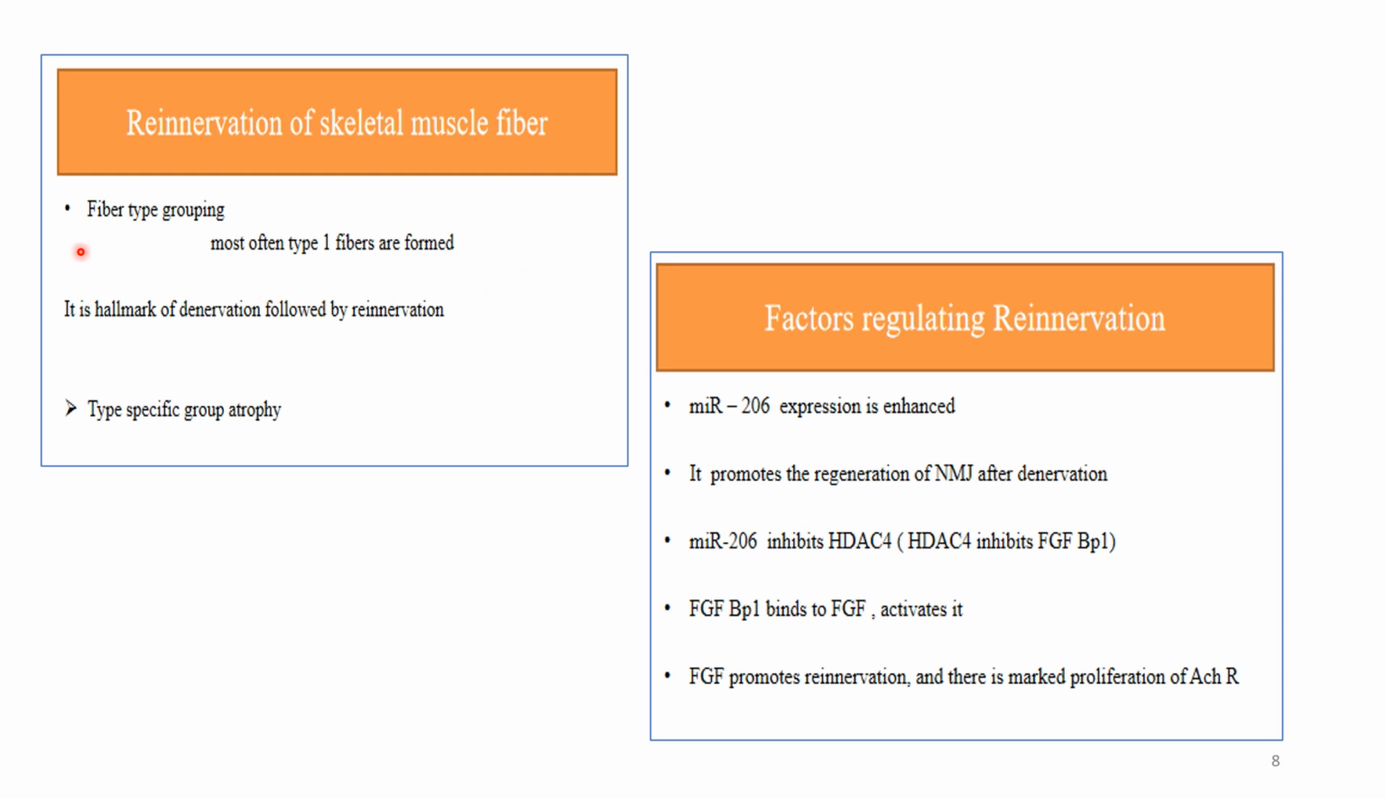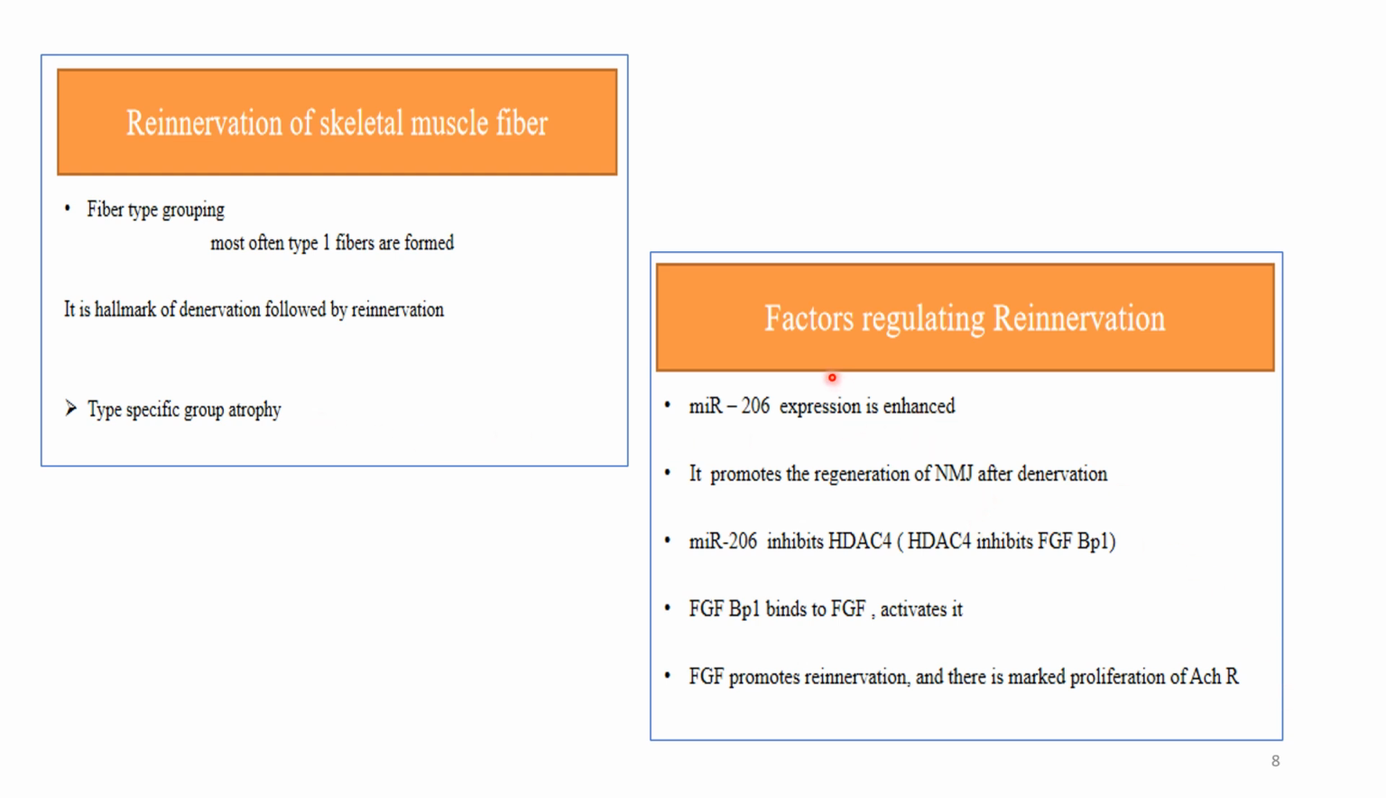So that is called fiber type grouping. It is the hallmark of denervation followed by reinnervation. So in a normal skeletal muscle, we have different types of muscle fibers. But if we are seeing only type 1 muscle fibers, that is the hallmark of denervation followed by reinnervation. This is called fiber type grouping. And also we can see type specific group atrophy. That is, only one group of type muscles are atrophied in the skeletal muscle.